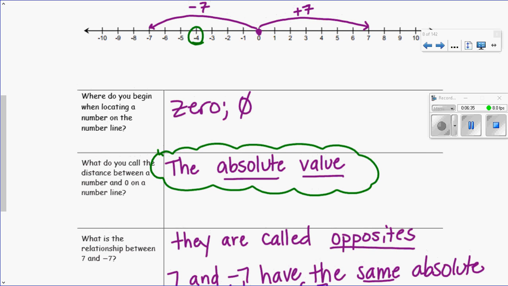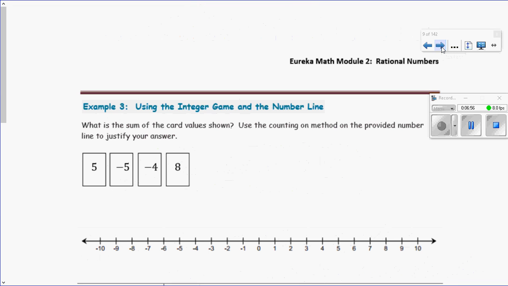I thought of negative 4 and positive 4. Those are the same distance from 0. They're called opposites, and they have the same absolute value because each one of them is 1, 2, 3, 4 away from 0. So I would have to move 4 places to get back to 0 or to get from 0 to the number. Okay, and we are already on to example 3.